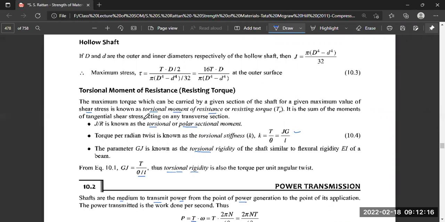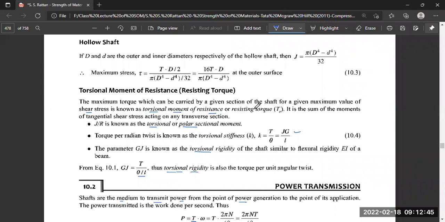as torsional moment of resistance or resisting torque. What is this? The maximum torque which can be carried by a given section of the shaft for a given maximum value of shear stress is defined as the torsional moment of resistance or resisting torque. So what is clear? For a particular shaft of particular raw material, length and diameter, it can carry a maximum torque before it fails.